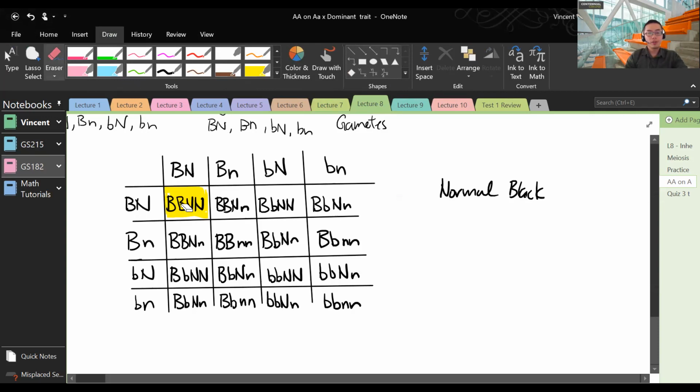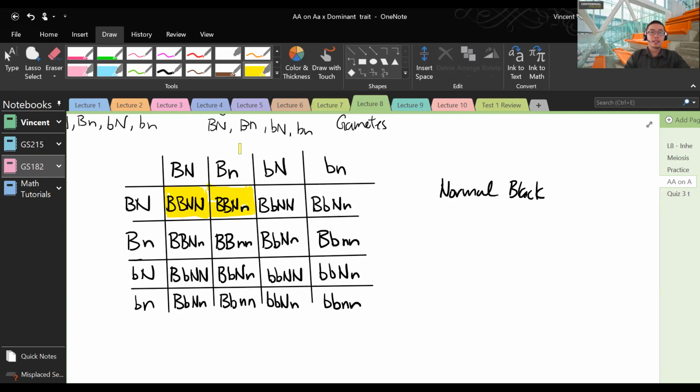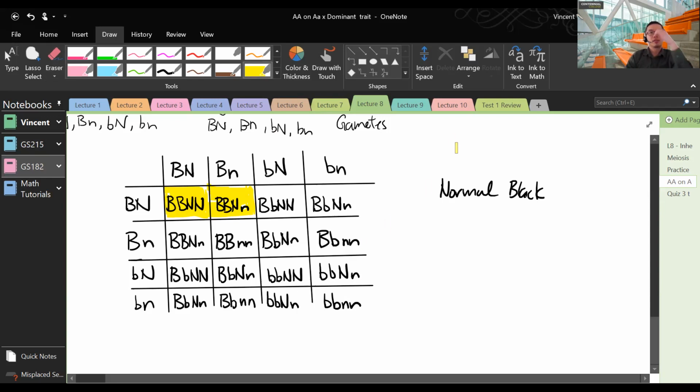So I want all of you, and hopefully you're really writing this down, to find everything else in this table that's also normal black. For example, here, this is also normal black, because you have big B, and then you just need one big N for it to be normal. So highlight everything that's normal black and tell me what you get in total. How many normal blacks are we going to get in this box?